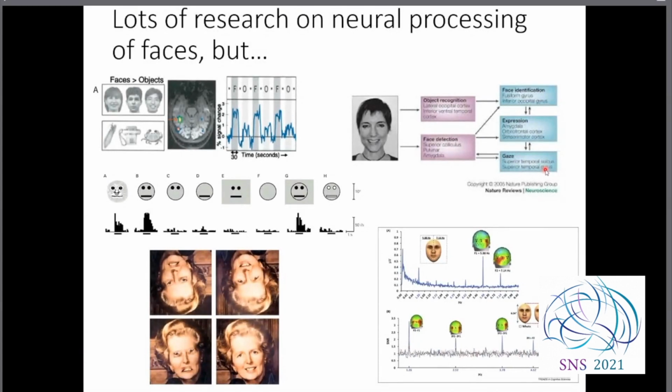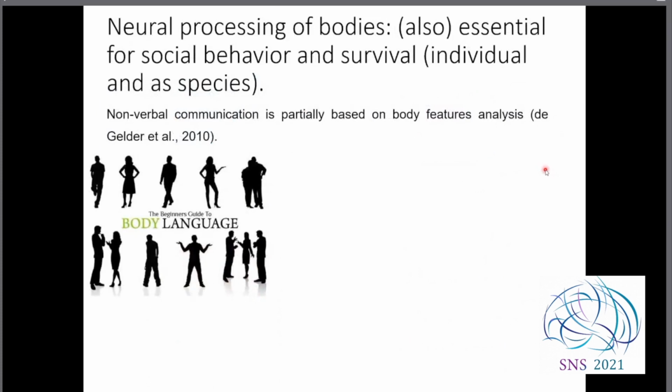We know that there are face category selective regions in the human brain, the fusiform face area, occipital face area, and so on. Also in monkeys we have these so-called face patches, and there's also EEG work, ERP work, lots of work on face processing, but little work basically on body processing. Although neural processing of images of body is also pretty important. It's pretty essential for social behavior and for survival.